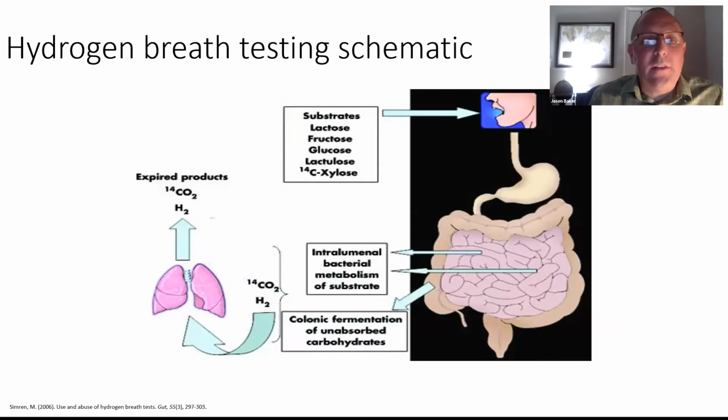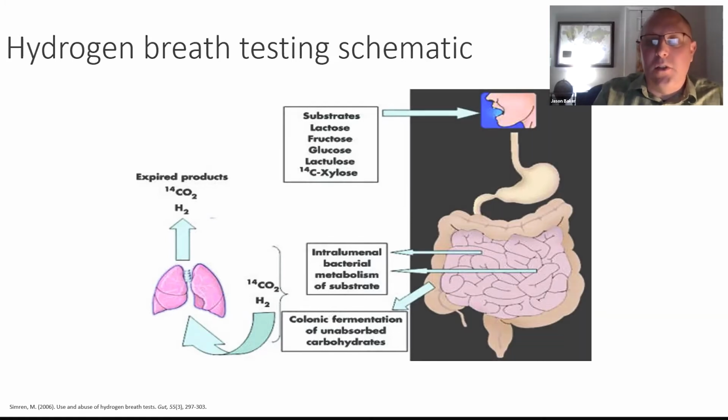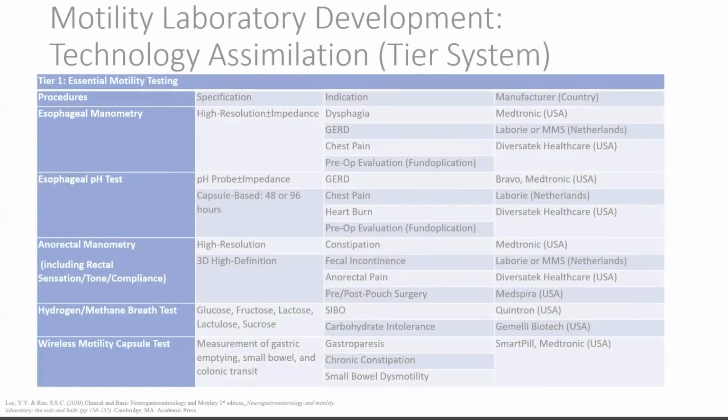Then there's hydrogen breath testing. The schematic basically shows the fermentation of a carbohydrate, to evaluate for small intestinal bacterial overgrowth, and then also carbohydrate fermentation in lactose deficiency, sucrose, and fructose. All are very important to help these people figure out why they may be having these types of symptoms. So all three are cornerstones when you start to develop your lab.